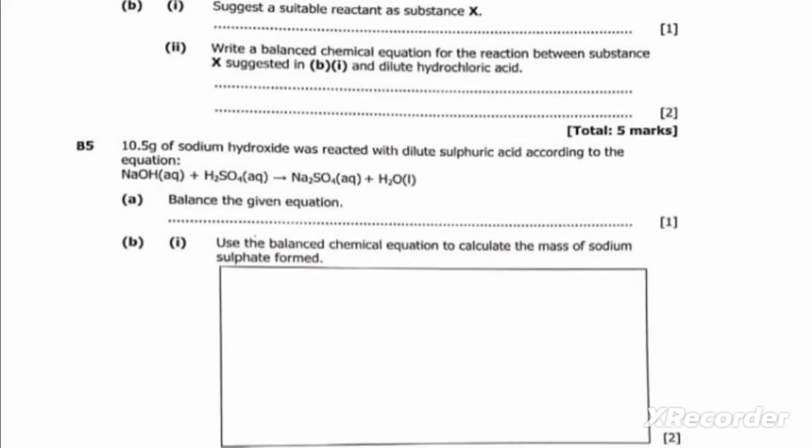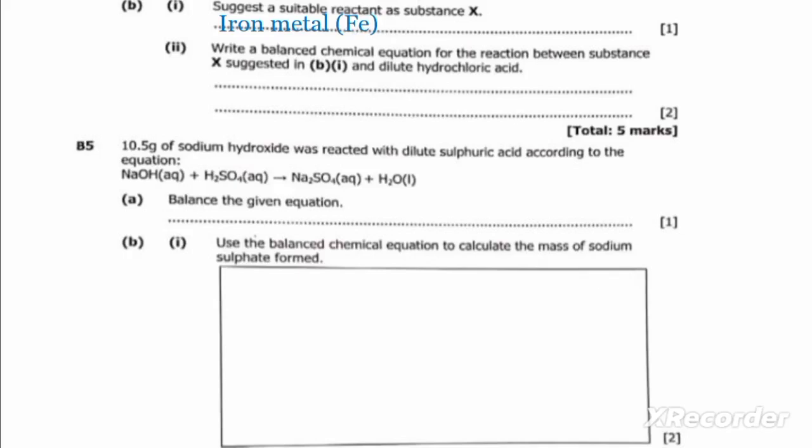We move to the next question, which is question B, Roman numeral 1. Suggest a suitable reactant as substance X. So the suitable reactant as substance X is iron metal. Why are we saying iron metal? We can see that the product produced has iron. So therefore, the suitable reactant is iron metal.